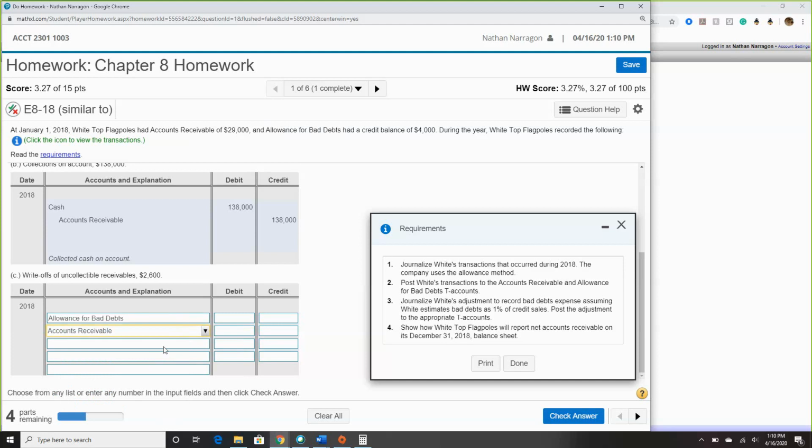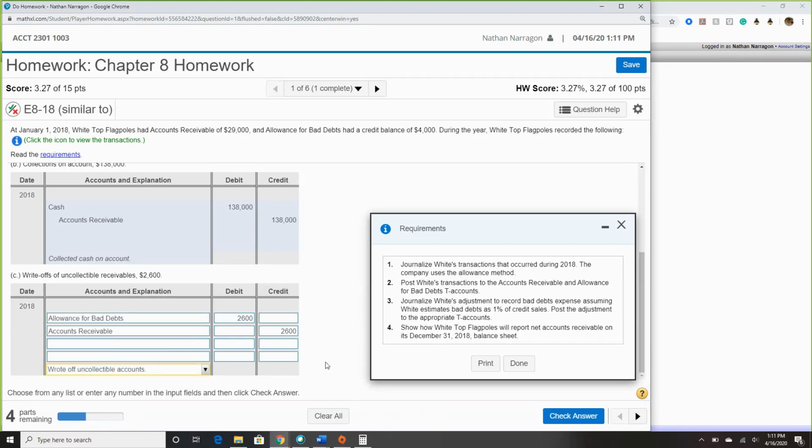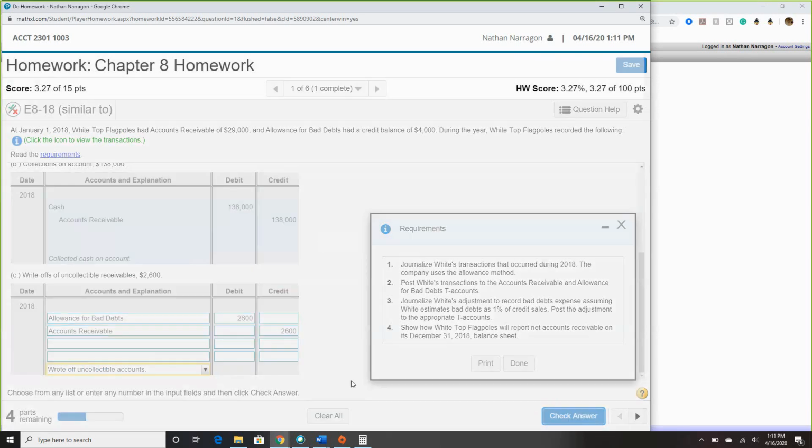Then, of course, since we're writing off these uncollectibles, accounts receivable is going to be credited to show that we basically got rid of these accounts that will not be collectible, or collected on. So 2,600, 2,600. And of course, explanation, because if we forget those, we get yelled at by the computer.